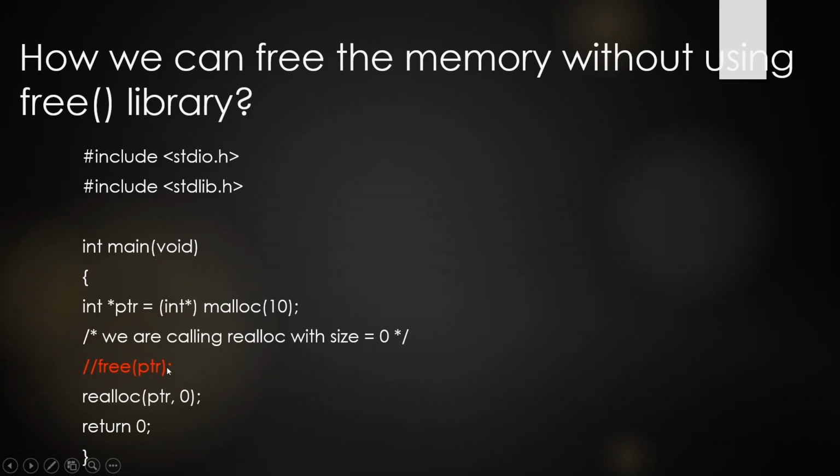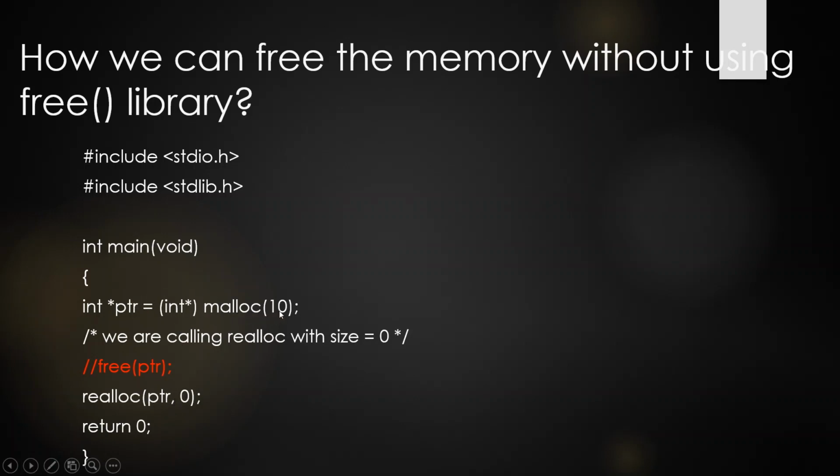But without using this free library function, how can we deallocate the memory which we created with malloc and calloc? That is the question, right? See, if I use realloc, I'm using ptr comma 0. Usually the syntax for realloc will be the ptr pointer which we are pointing here. Malloc is the dynamic memory allocation, pointed to by this pointer. Realloc is mainly used for increasing the size of already allocated memory.